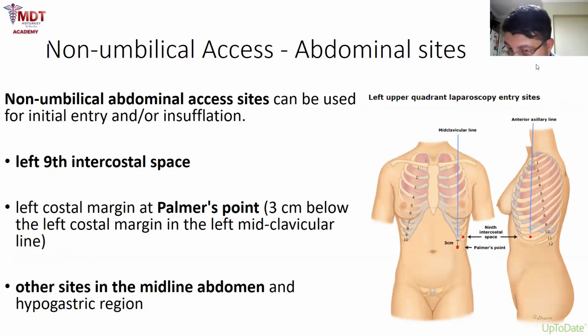In these situations, we can use non-umbilical access sites, one of which is the 9th intercostal space. The most used non-umbilical abdominal access site is Palmer's point, which is 3 centimeters below the left costal margin in the left mid-clavicular line, and also other sites in the midline abdomen can be used for non-umbilical access.